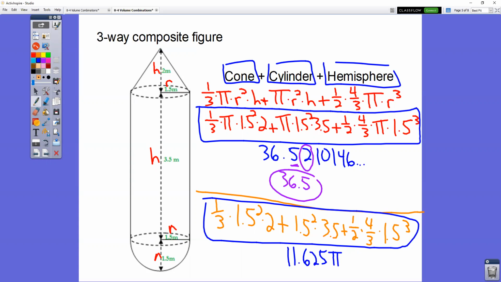Again, my suggestion is write down your formulas. Write down your formulas, sub in what you know, and find your answers. It's a lot easier to look at something and type it in from something that's written down rather than trying to type it in as you go. Make sure that you pay attention between your radius and your diameter.